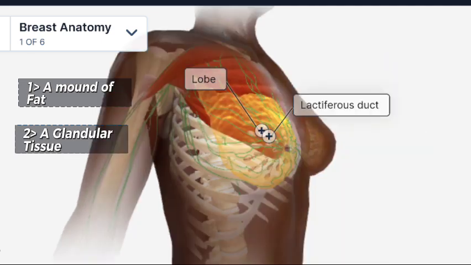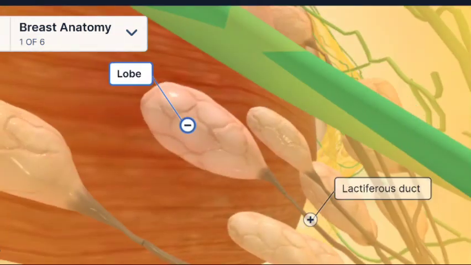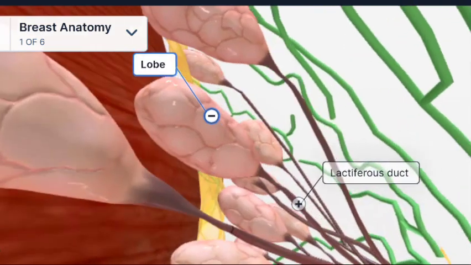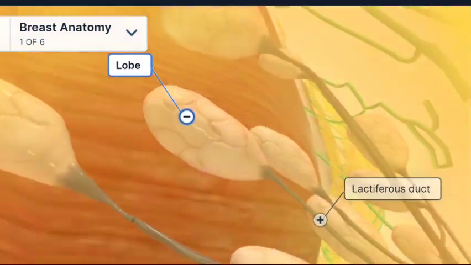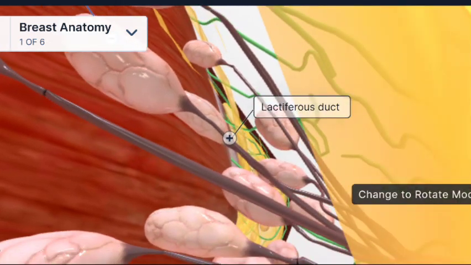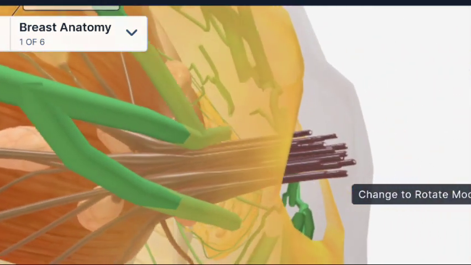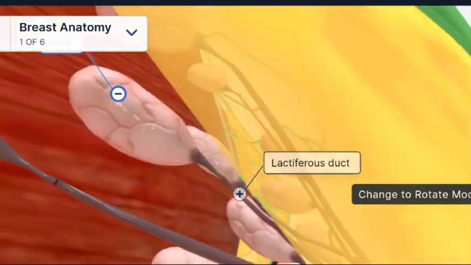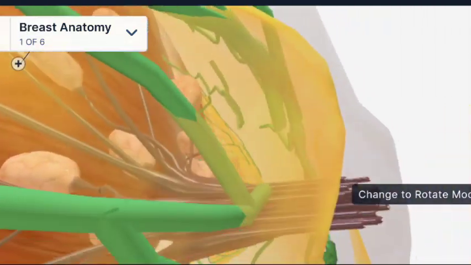Also, there is a network of what we call lactiferous ducts and lobules forming the glandular tissue. So we have two structures here. We have the lobes here forming a connection or a network with the lactiferous ducts. You can see the lactiferous ducts connecting with the lobes here. These play an important role in the production and transportation of milk during lactation or breastfeeding. So milk is produced here in the lobules and transported through the lactiferous ducts down to the nipple.